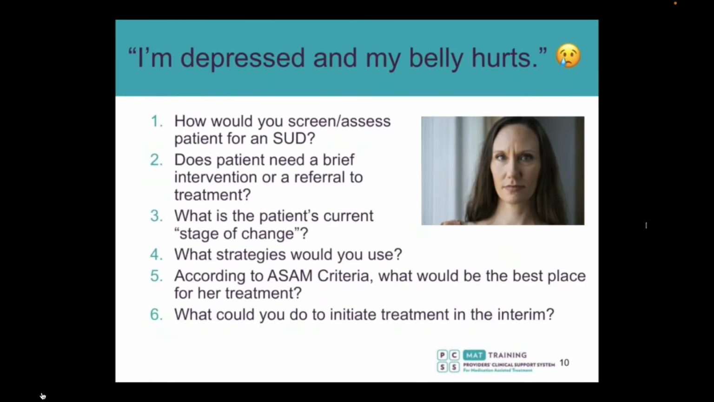How would you screen or assess this patient for a substance use disorder? Does she need a brief intervention or referral to treatment? What is her stage of change? What strategies would you use? According to the ASAM criteria, what would be the best place for her treatment? And what could you do to initiate treatment in the interim? And again, these are two very different patients that are commonly encountered in primary care or primary psychiatric clinics.